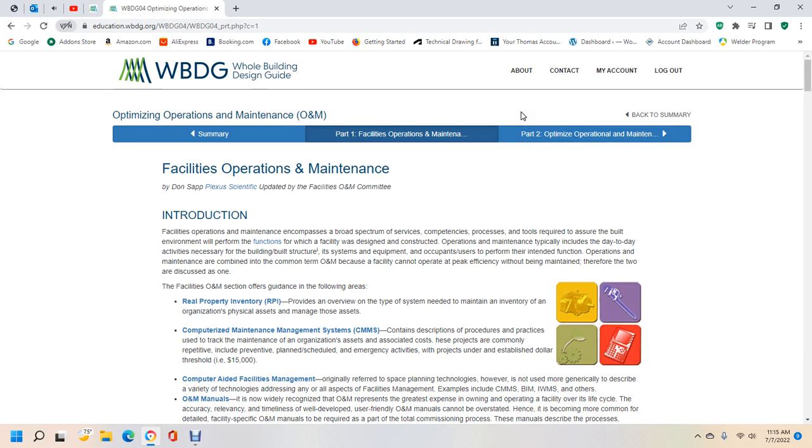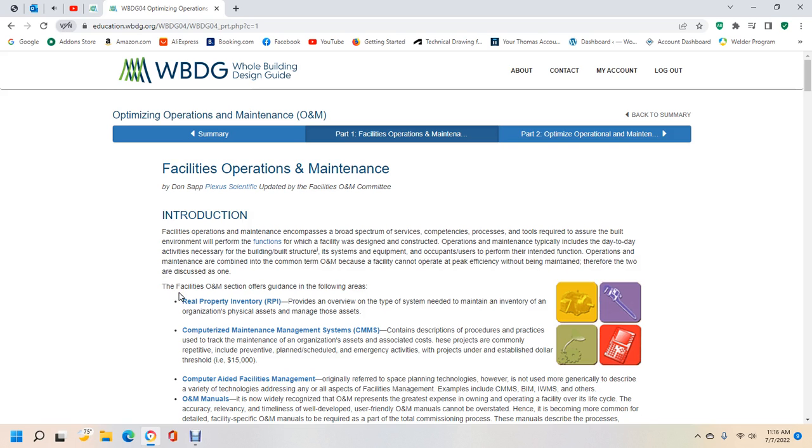Facility Operation and Maintenance: Introduction. Facility operation and maintenance encompasses the broad spectrum of the processes and tools required to ensure the built environment will perform the functions for which the facility was designed. Operation and maintenance typically include the day-to-day activities necessary for the building structure, systems, equipment, and occupants to perform their intended function. Operation and maintenance are combined into the common term O&M because a facility cannot operate at peak efficiency without being maintained. Therefore, the two are discussed as one.